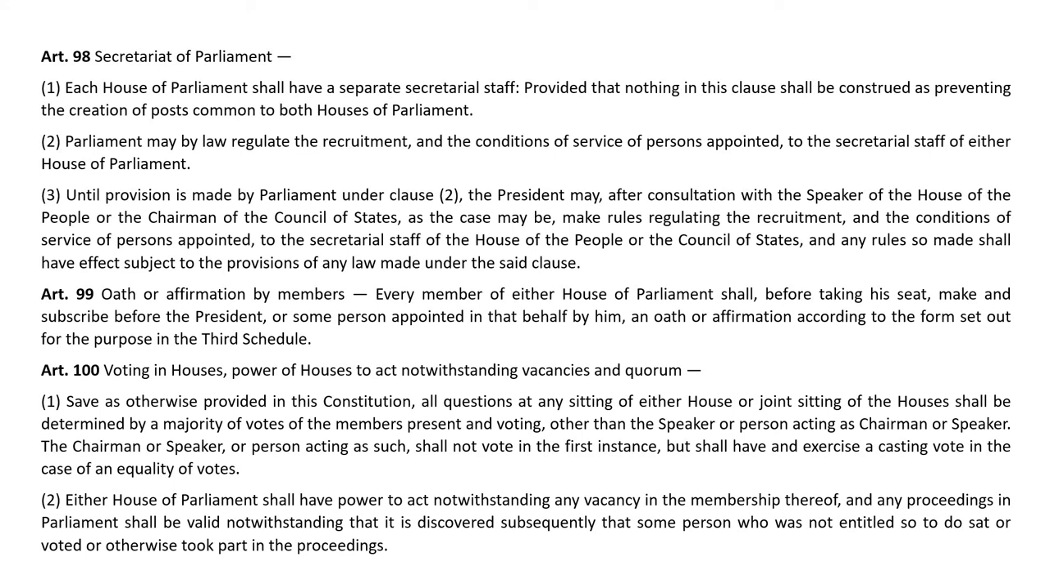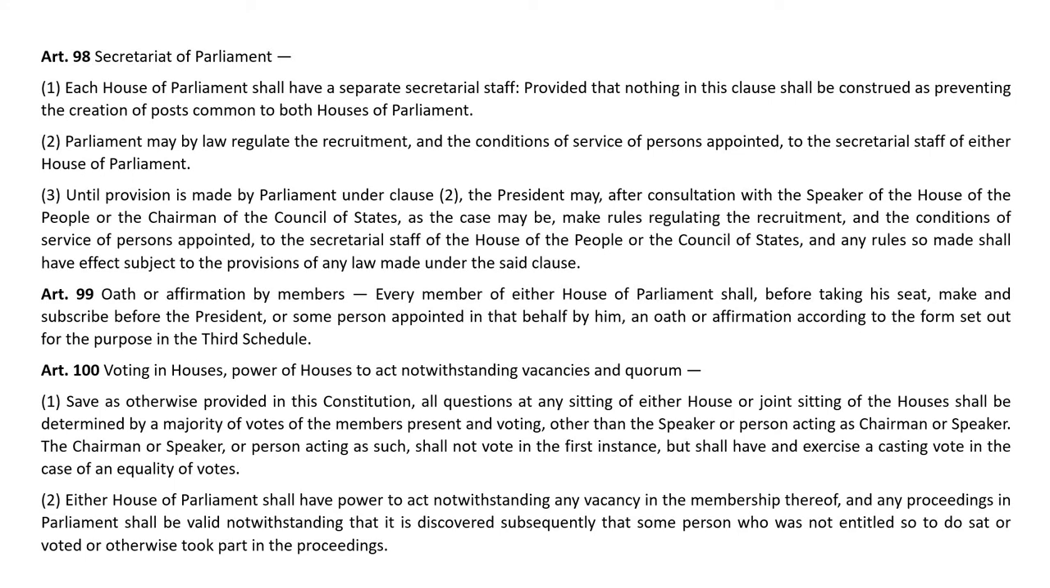Article 98. Secretariat of Parliament. Each House of Parliament shall have a separate secretarial staff, provided that nothing in this clause shall be construed as preventing the creation of posts common to both Houses of Parliament. Parliament may by law regulate the recruitment and the conditions of service of persons appointed to the secretarial staff of either House of Parliament.